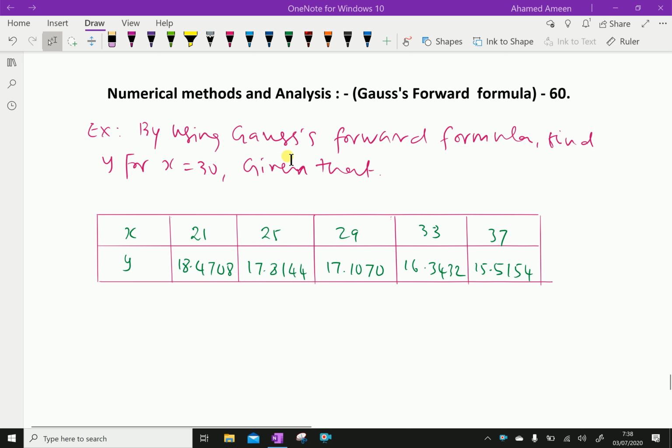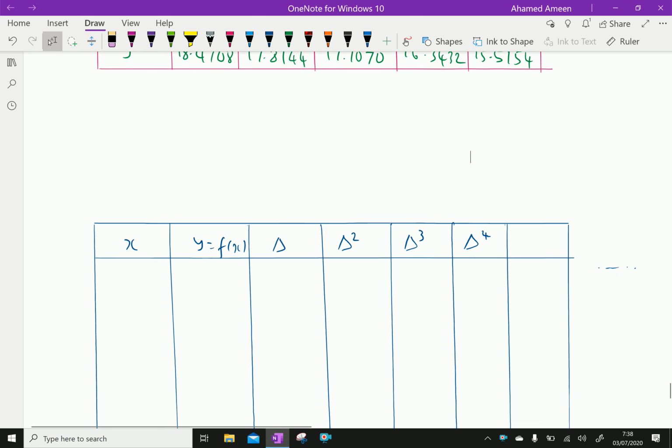Example: by using Gauss forward formula, find y for x equal to 30, given that the x values are 21, 25, 29, 33, 37, and the y values are given. Now, let us fill the difference table first.